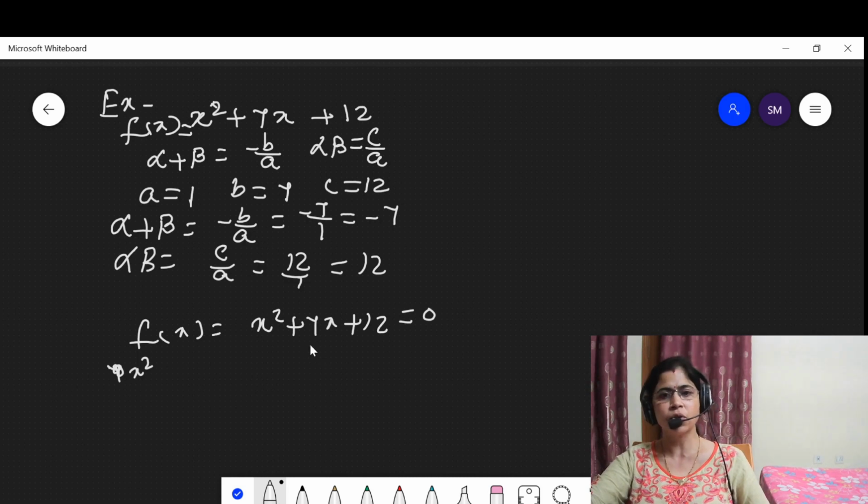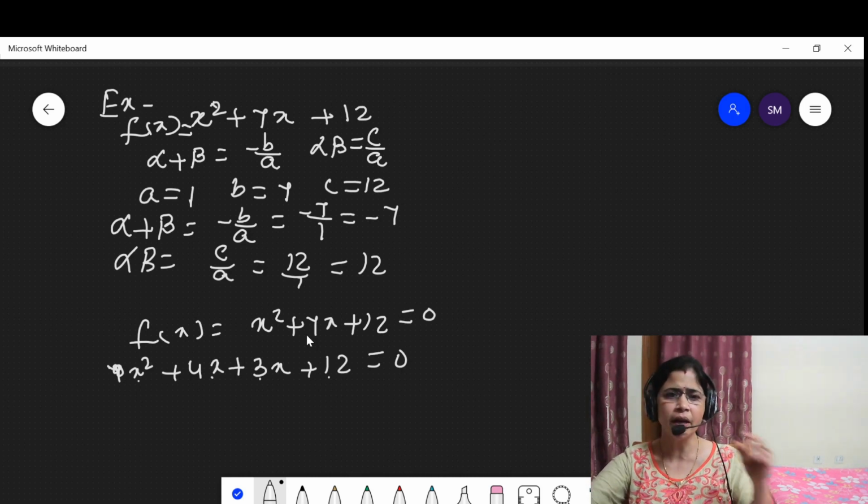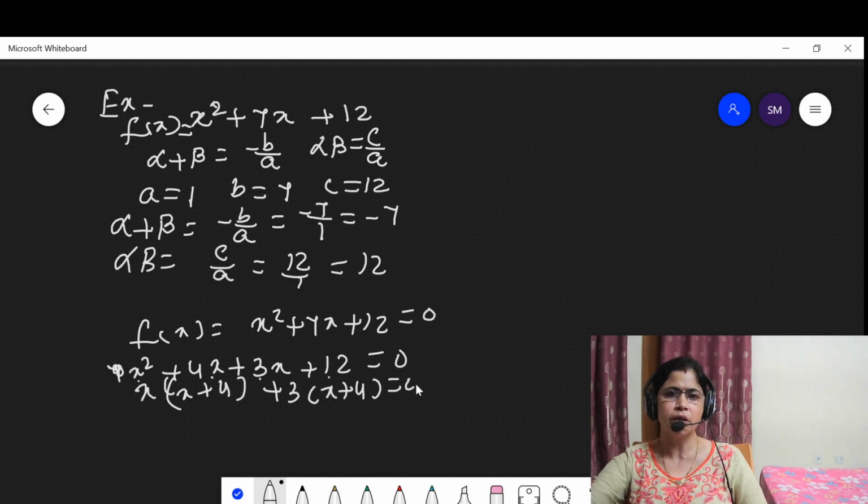Look at here. Here also you apply middle term factorization. In middle term factorization, split the middle term into two parts in such a way that when we add, we get the middle term, and when we multiply these two terms, we get the product of the first and third terms. Here I split the 7x into 4x plus 3x. Am I right? Then take x common, you get x plus 4. Then take 3 common, this is also x plus 4, equal to 0.